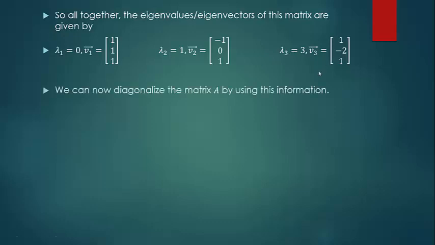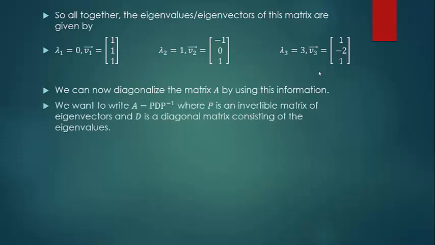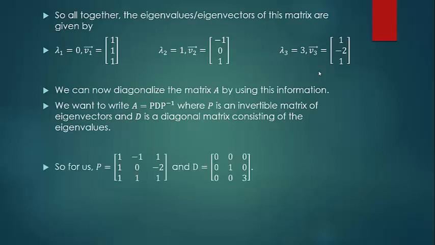So now we can diagonalize the matrix A by using the above information. We want to write A equals P D P inverse, where P is an invertible matrix of eigenvectors and D is a diagonal matrix consisting of eigenvalues. And the way we do this is we take the matrix P, and P just consists of all of the eigenvectors. We take this vector, and this vector, and we concatenate them all together into a 3 by 3 matrix. And then D is just the diagonal matrix consisting of the eigenvalues, with 0, 1, and 3, and then 0 everywhere else.